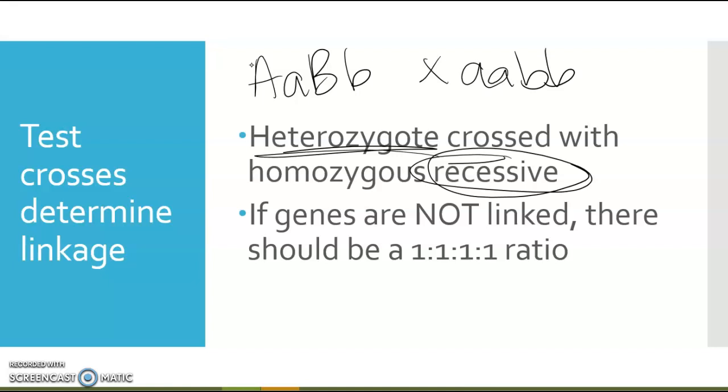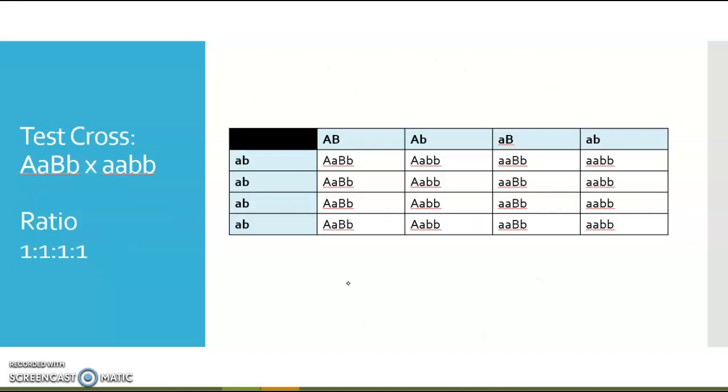Now, if the genes are not linked and you were to do a dihybrid Punnett square, what you would find is a 1-to-1-to-1-to-1 ratio of the different phenotype possibilities, okay? You can see that here in this Punnett square, right? This is a test cross. You're taking a heterozygous individual crossed with the homozygous recessive.